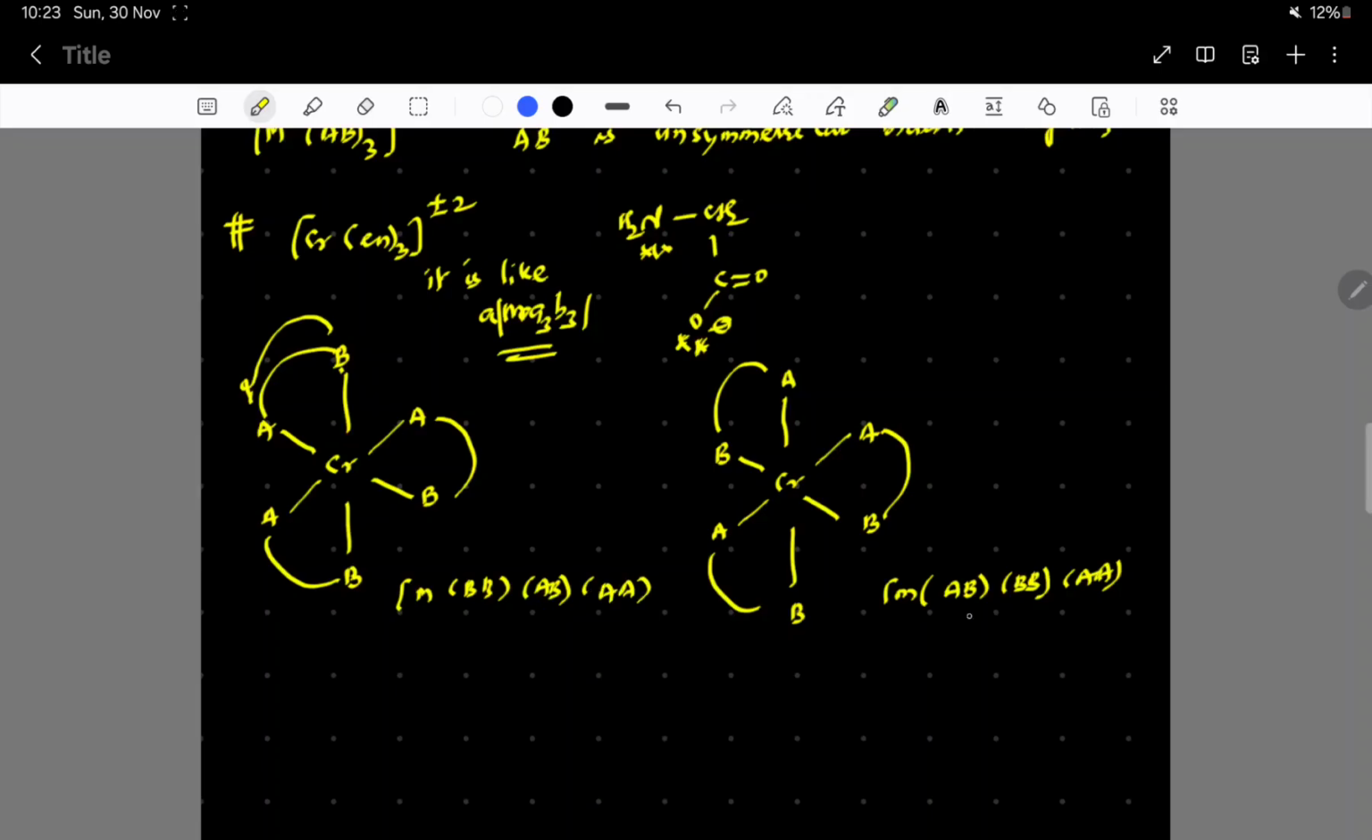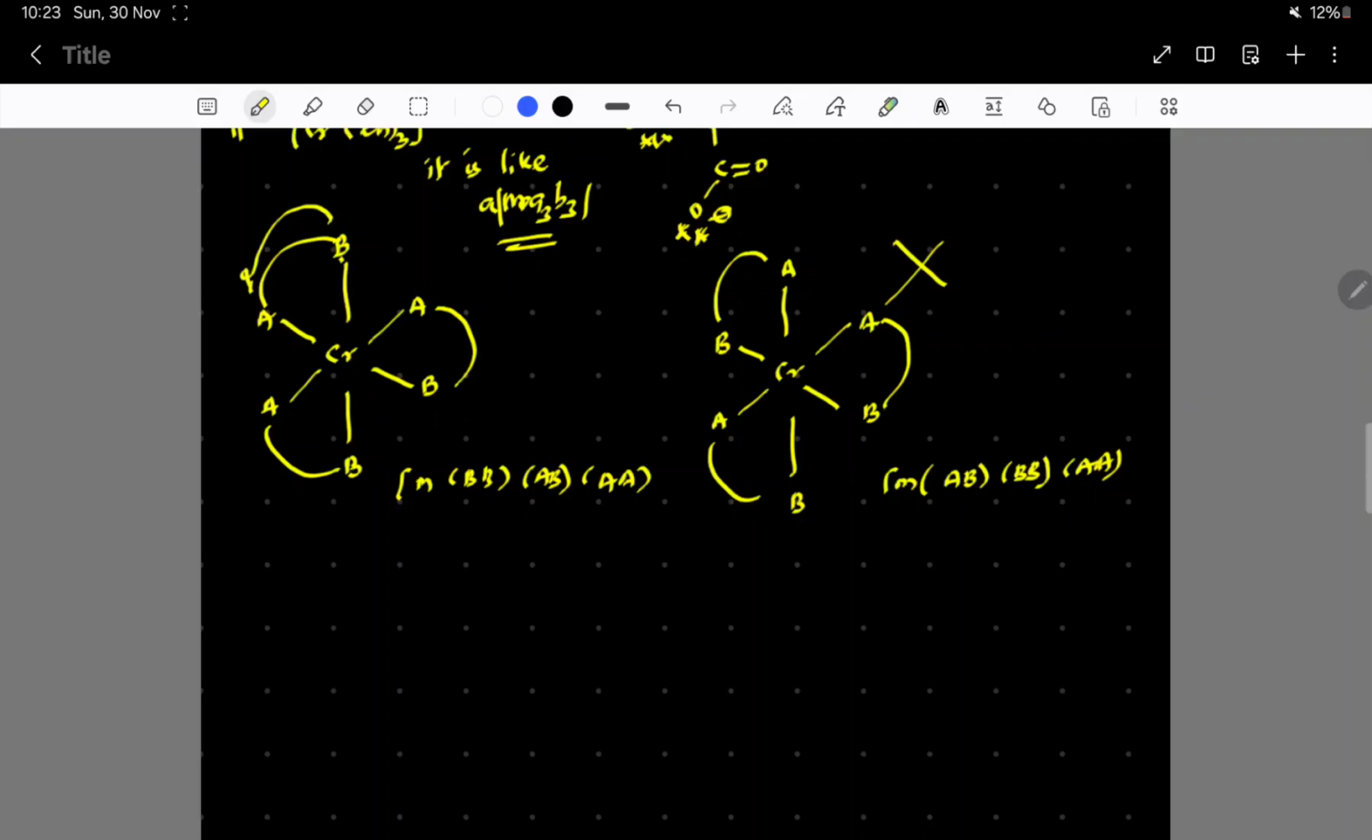Check it, student. AB, BB, AA. So by interchanging this, there is no change, right? Now I can eliminate. Now I will do one more, right? Now if I change like this, student. Now if I change like this. Now here I am changing like this.